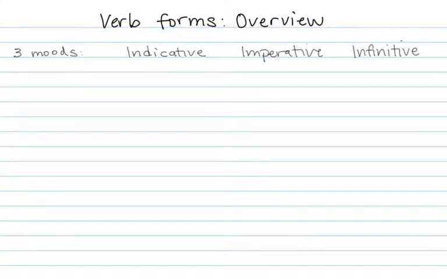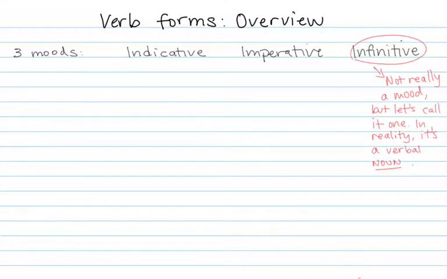We've learned that there are 3 different moods, although only the indicative and imperative are really moods. The infinitive is not exactly a mood, but we'll call it one because if it's an infinitive, it can't be an imperative or an indicative. If it's an indicative, it can't be an imperative or an infinitive, etc. In reality, it's a verbal noun, so it's not a mood of a verb because it's not a verb, it's a noun.